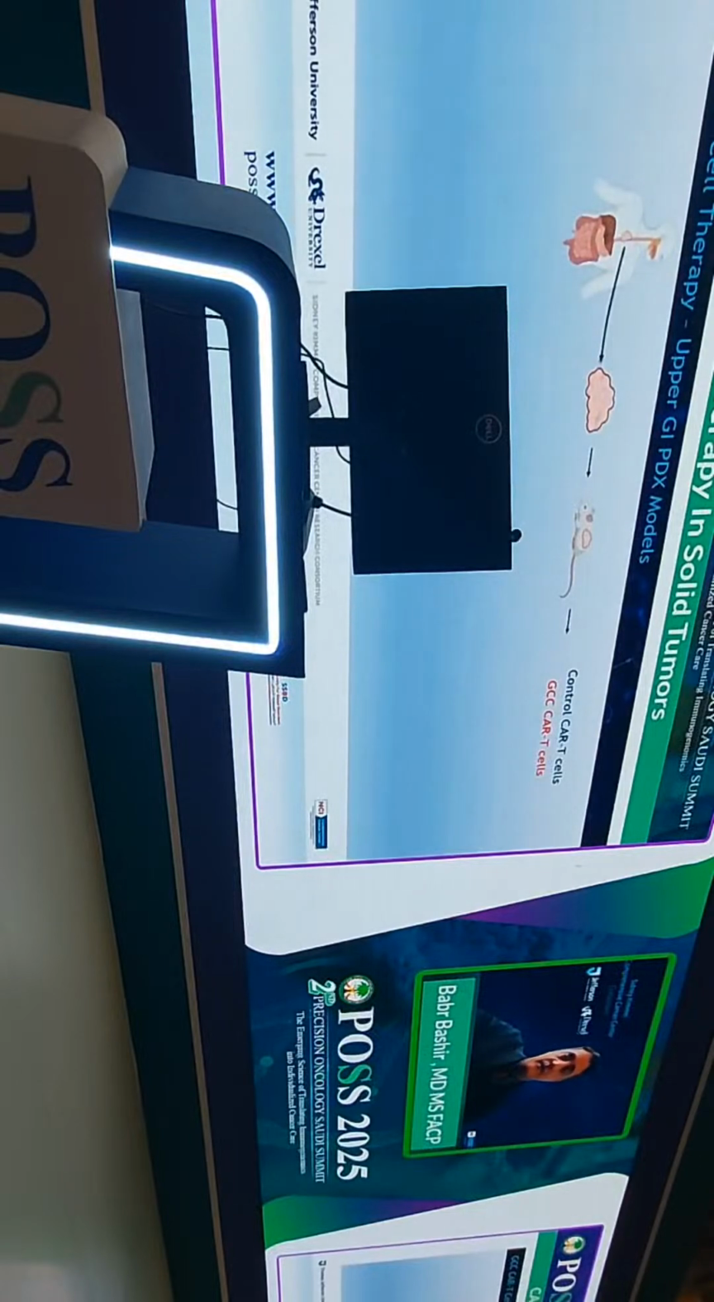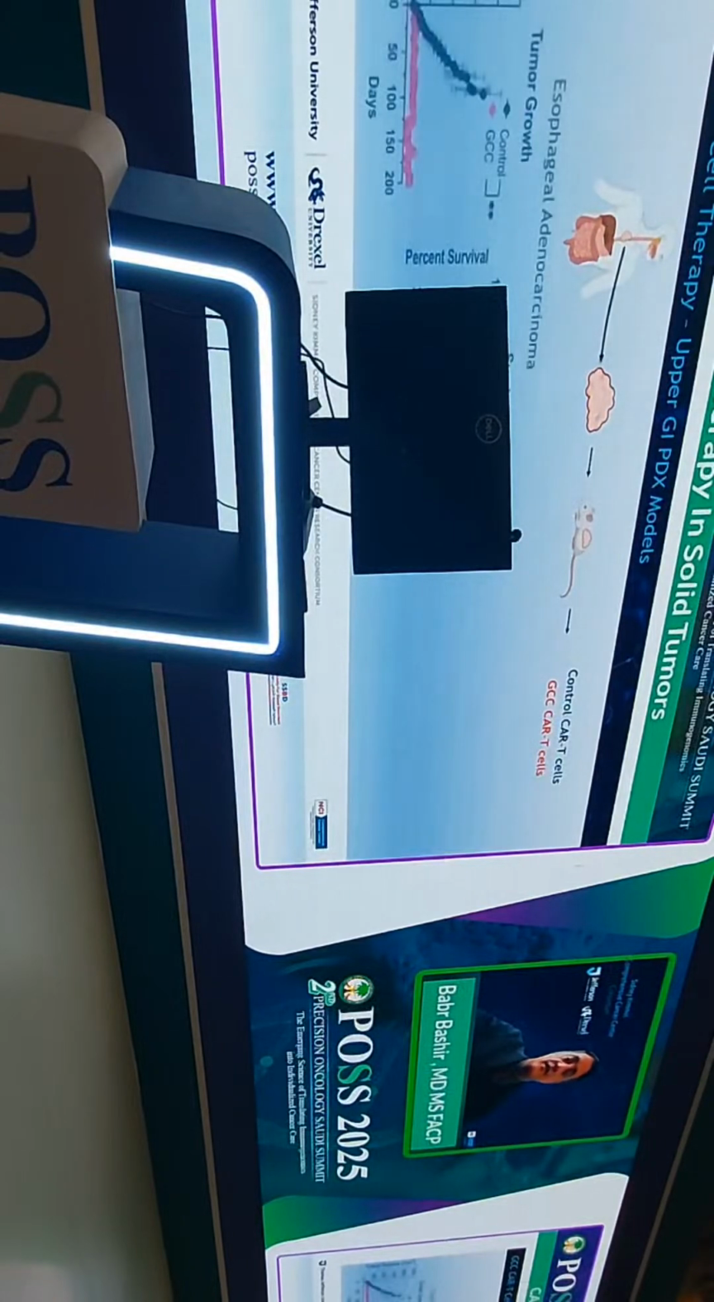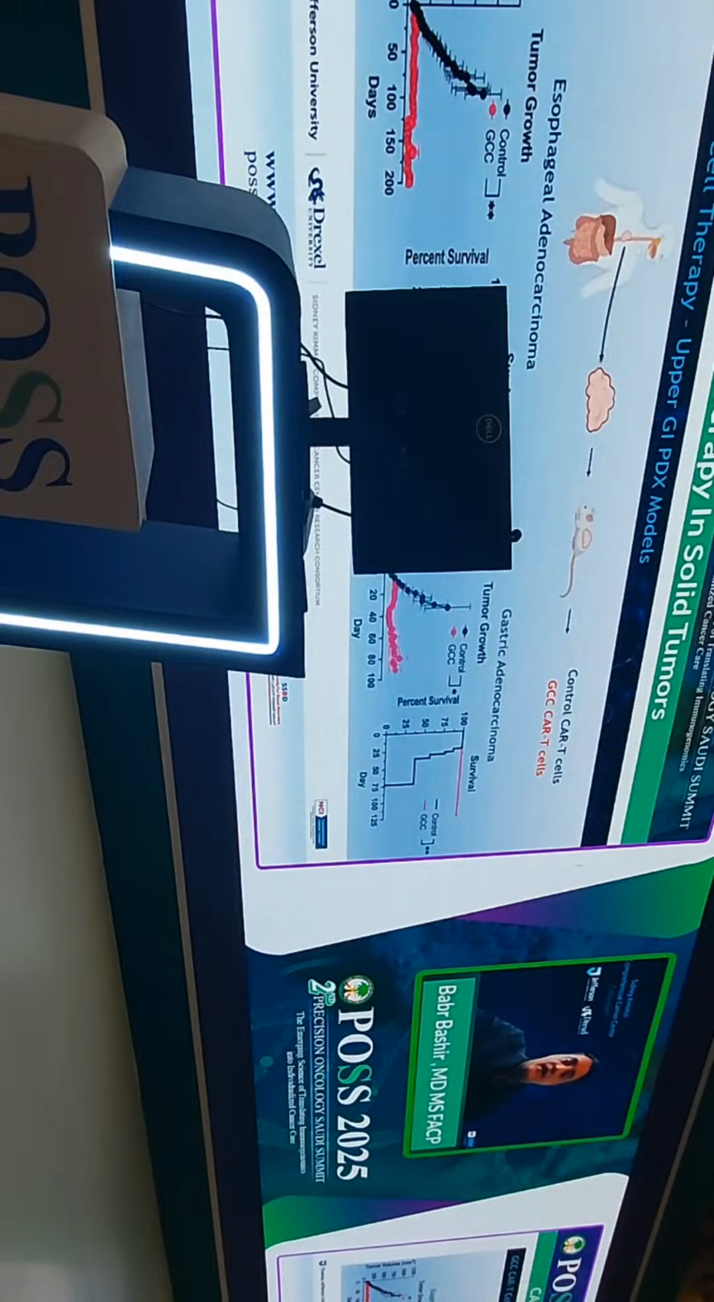We developed the PDX models in urinary models and used control versus GCC feeds, and we saw significant reduction in tumor volume on these PDX models and the survival longer. Same is true for gastric and esophageal adenocarcinomas. Now we are in the process of bringing this discovery to our patients.